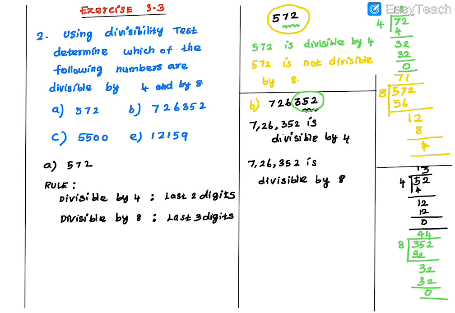If the last 2 digits are divisible by 4, then the given number will be completely divisible by 4. If the last 3 digits are completely divisible, then the number will be divisible by 8. Sir, when the last 2 numbers end with 0, what do we have to do? It is also divisible by 4, because the last 2 digits are 0. And if the last 3 digits are 0, it will be completely divisible by 8. So we can write that the given number is divisible by 8.